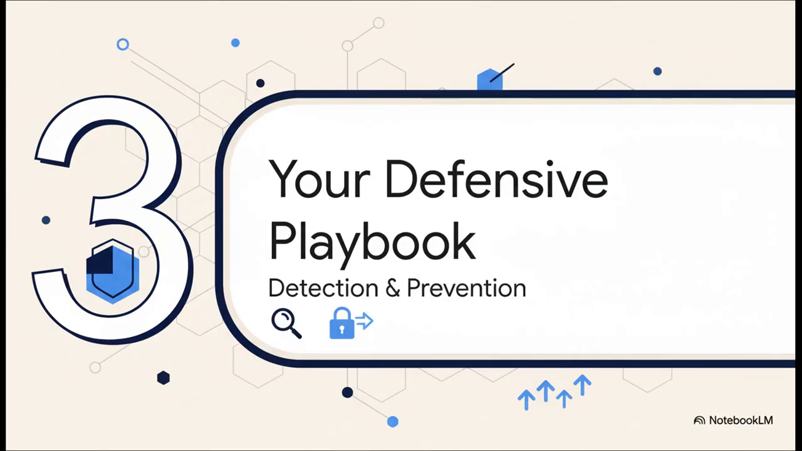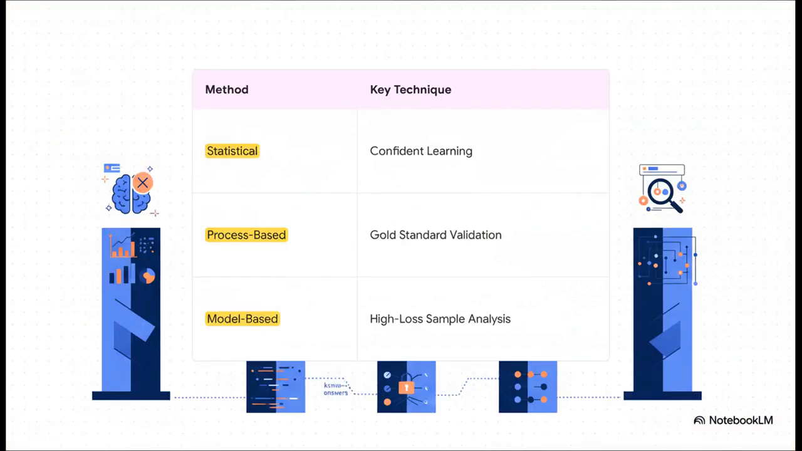All right, we've laid out the problem. Let's pivot to the solution. Section 3 is all about your defensive playbook, how you can actually detect and prevent these attacks. A strong defense really stands on 3 pillars. First, there are statistical methods. A key technique here is called confident learning, which basically uses your own model to find labels it's pretty sure are wrong. Think of it like a self-check.